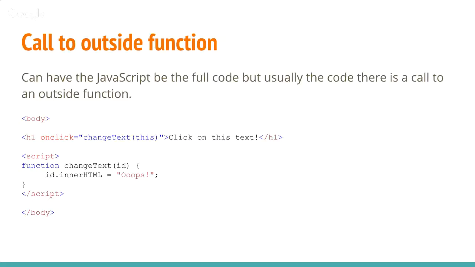So on this one, the text that says click on this text would change to the word oops when you click on it. So that one has it at least separated out between the HTML and the JavaScript. So they're in two different places.